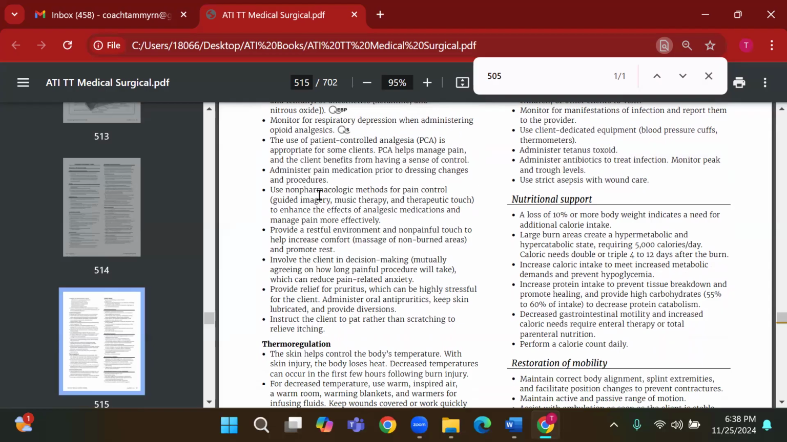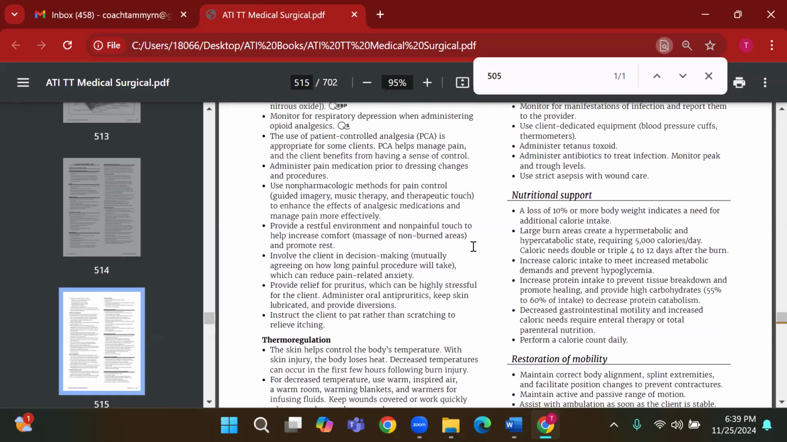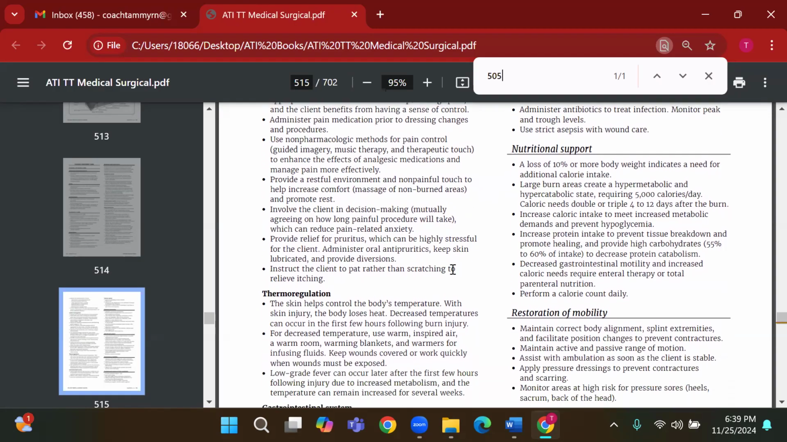So let's see what it says. Use non-pharm methods for pain: guided imagery, music therapy, therapeutic touch. Sometimes that can help along with pain meds. Provide a restful environment and non-painful touch to help increase comfort. Involve the client in the decision making, obviously, and provide relief from itching that can be highly stressful. Oral antipyretics, keep skin lubricated. None of that I think will be there.